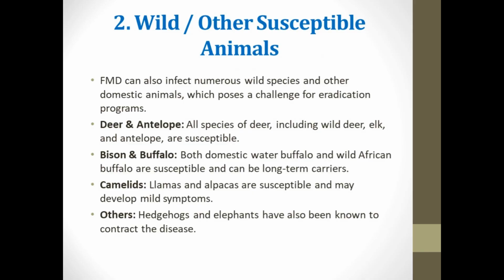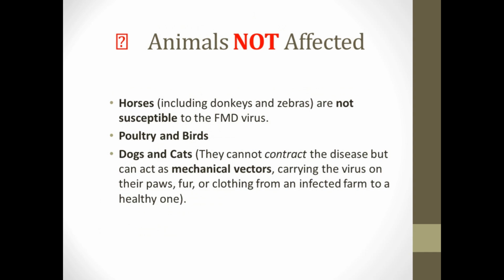Other wild animals are also affected by this disease, like deer, buffaloes, camelids, and even elephants. Some animals which can be affected by this disease but may act as mechanical vectors are horses, donkeys, and poultry, in addition to dogs and cats.